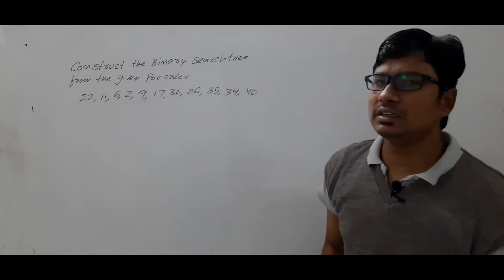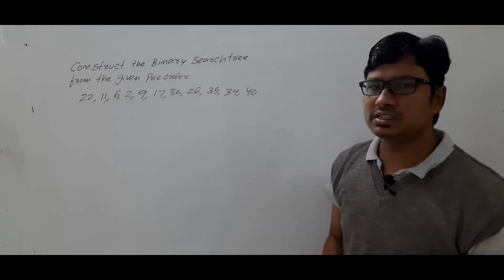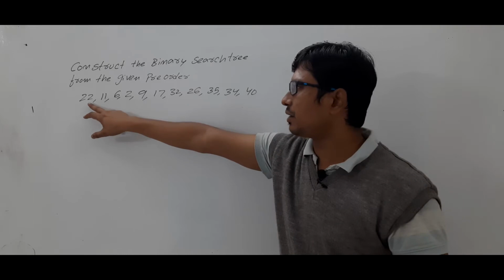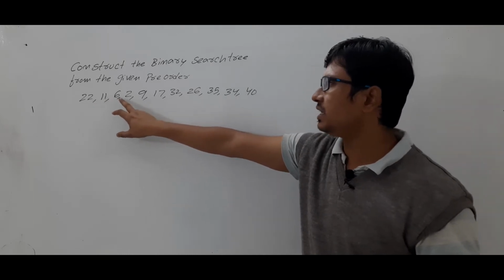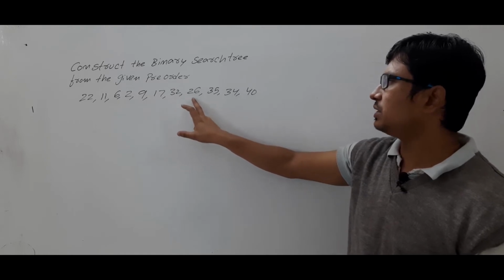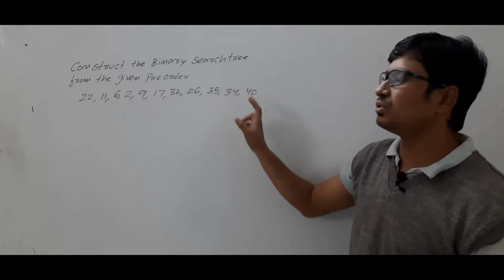Now what are they asking? They are asking us to construct the binary search tree from the given pre-order traversal, and the elements they have traversed are 22, 11, 6, 2, 9, 17, 32, 26, 35, 34 and 40.